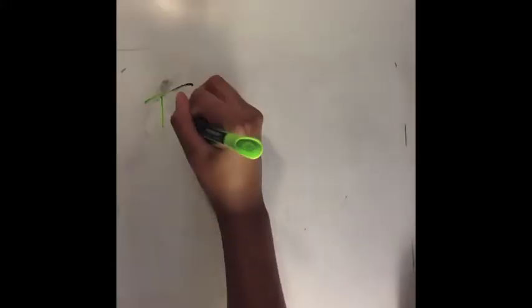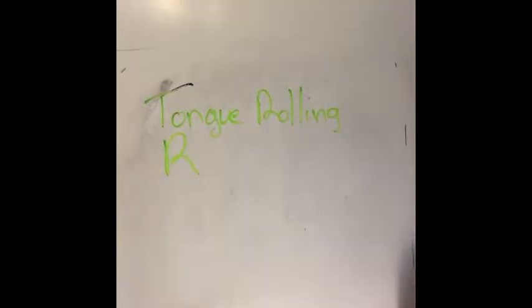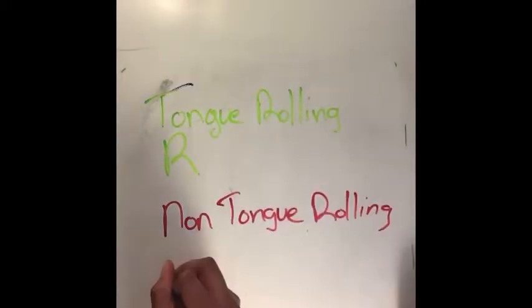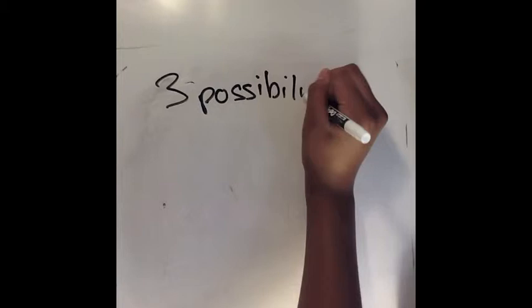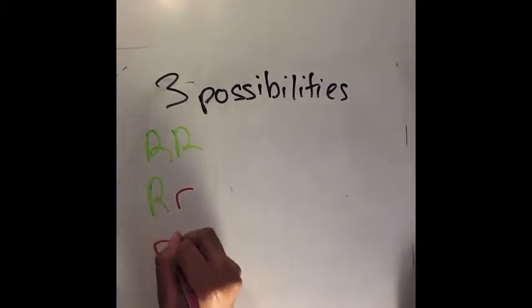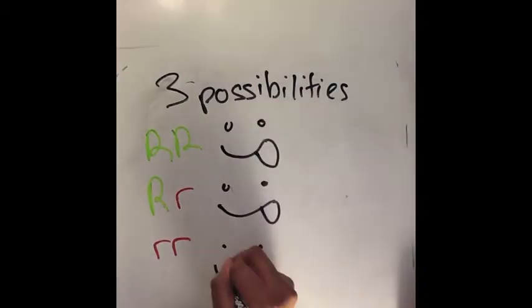An allele is one form of a gene. We will have a capital R for the tongue rolling allele and a lowercase r for not being able to roll a tongue. This leaves 3 different possibilities, which are capital R capital R, capital R lowercase r, and 2 lowercase r's. As long as you have a capital R, you're able to roll your tongue.